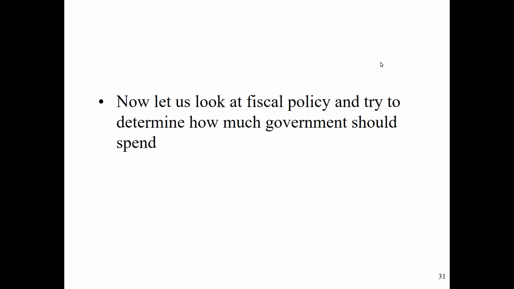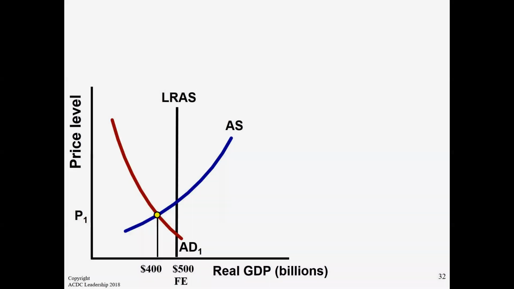All right. Now let us look at fiscal policy, to try to determine how much the government should spend. I'm going to put this up. First thing I'm going to ask is, Dom, what type of gap do I have there? Recessionary. Now, there are two types of fiscal policy I could use, because I want to close the recessionary gap. Do you remember one of the two? What type, more specifically? What could government do?